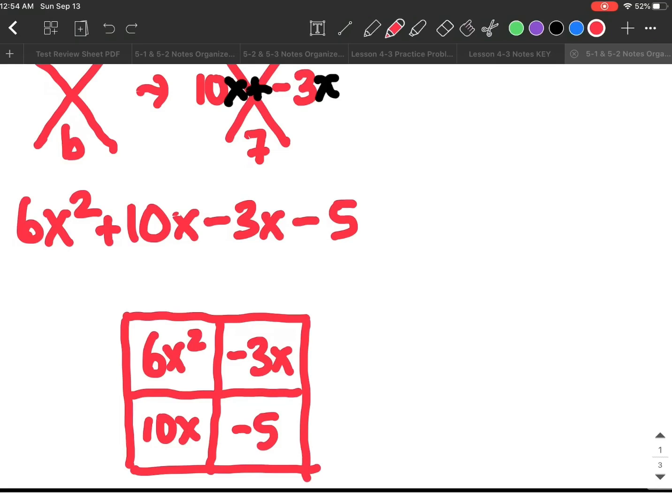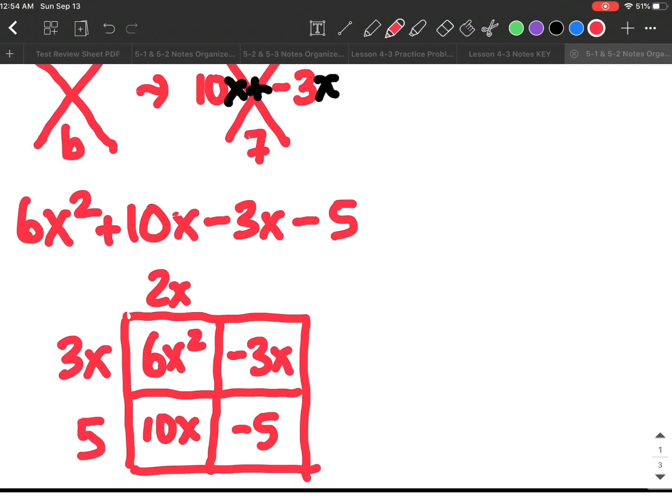And I need to conveniently put 3x and 2x, because that multiplies to 6x squared, so that it works with the rest of my table. If I put 3x here, it won't work because there's no whole number I can multiply 3x by to get 10x. So that means the 3x needs to go here, and the 2x needs to go here. And then I ask myself, 2x times what gives me 10x? And 2x times 5 gives me 10x.